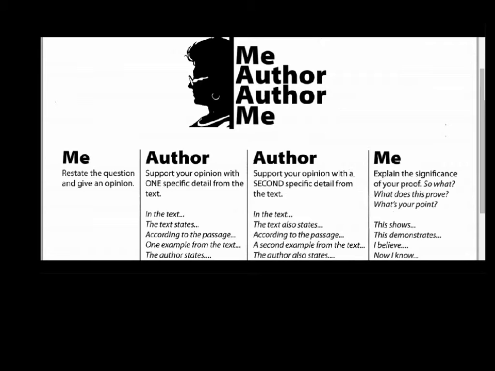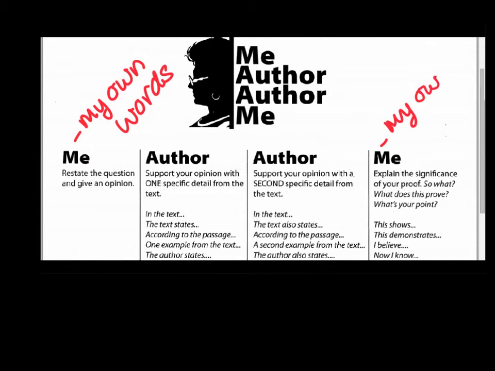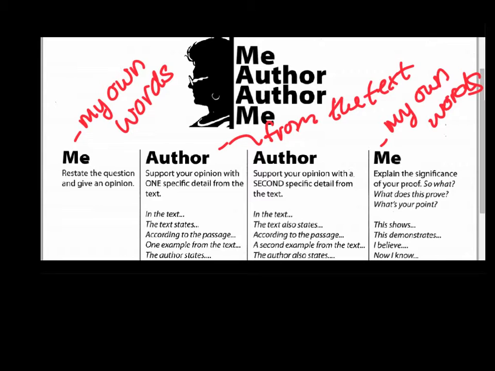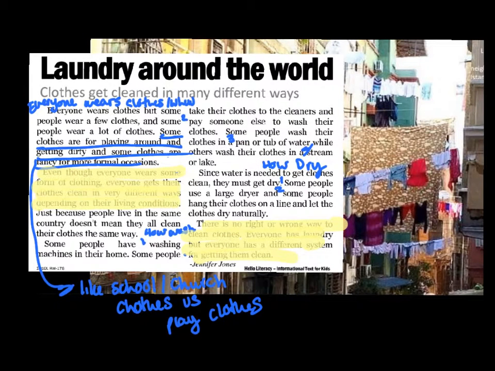So really, that's what I want you to remember. Me means my own words. Author means from the text. Okay? So the final me, just to make sure it's clear, is so this proves my initial opinion. How? Explain it. You're probably going, I do not understand what you're saying. That's okay. Let me give you an example.